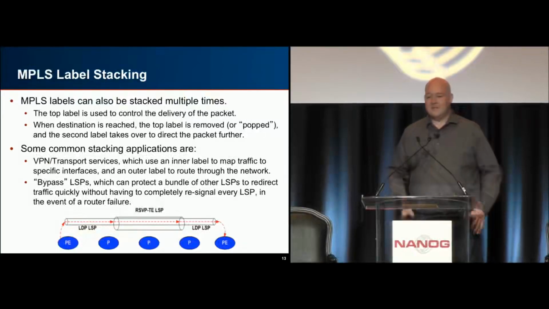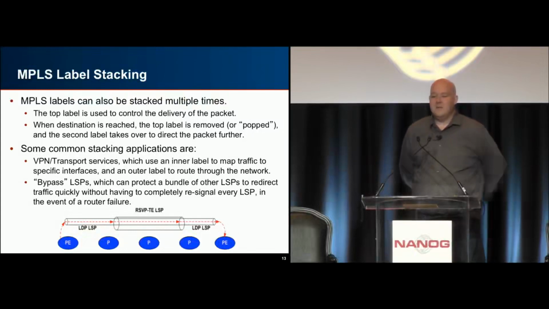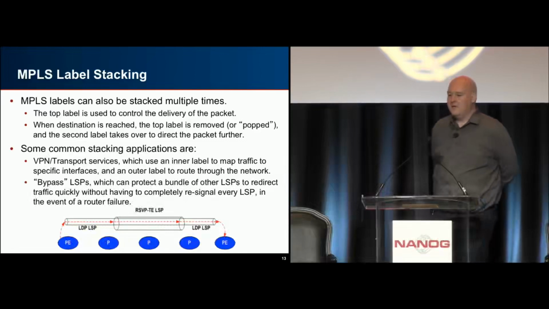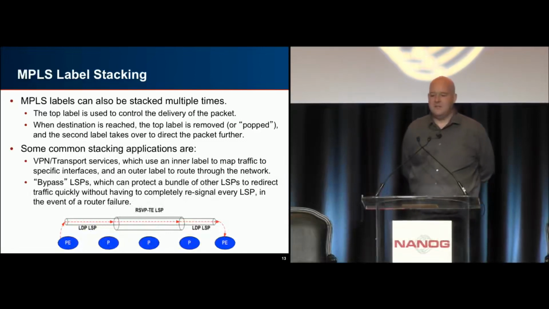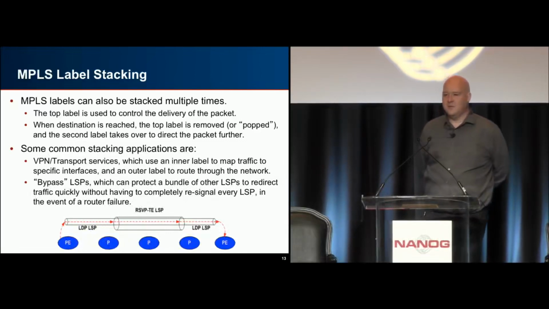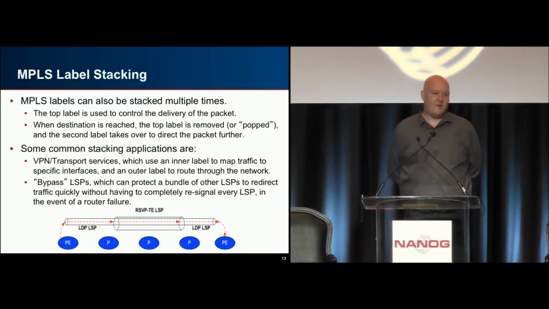First I'll talk about label stacks in general. An MPLS label can be stacked multiple times. There's not just a limit of one. It's a push and pop concept, right? The top label is used to control the delivery of the packet. Once it gets to the end of what the top label says, it gets removed, and if there's another label underneath it, then that one gets processed. So you can do these hierarchical things.